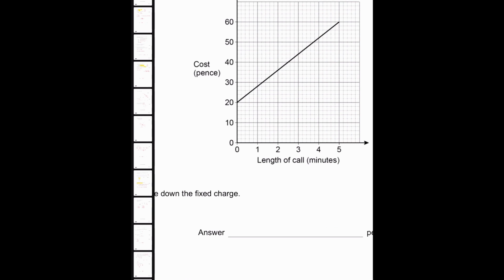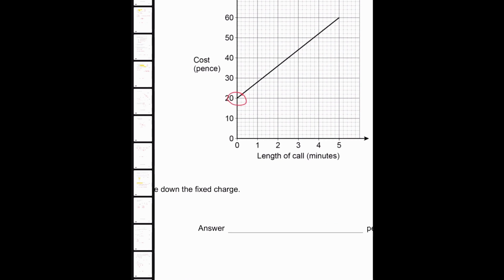A fixed charge is the price we pay for a product whether or not we use it. If we do not use a product, the bill will be the same as a fixed rate. So in this case, if we use no minutes, that price will be our fixed rate. That's the start of our graph, which is 20 pence.